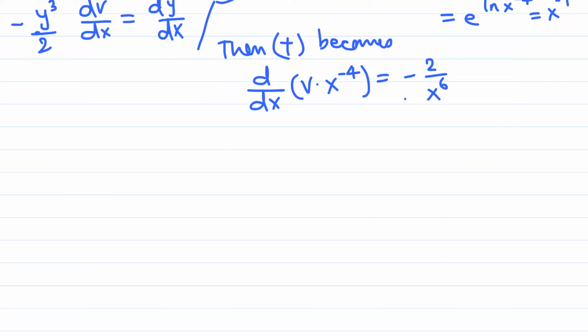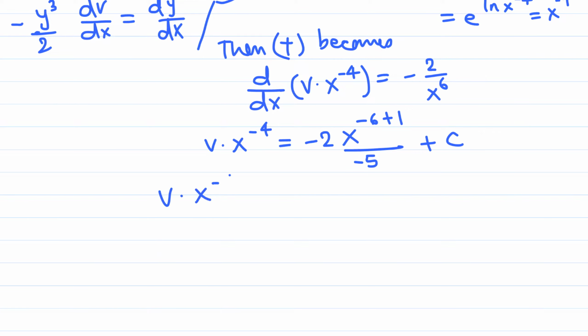Now we integrate both sides. We get v times x to the negative 4 equals, when we integrate, negative 2 times x to the negative 6, using the power rule: negative 6 plus 1, divided by that, is negative 5, plus c. So v times x to the negative 4 equals, the negatives cancel, 2 over 5 x raised to negative 5, I want to put on the bottom so positive 5, plus c.